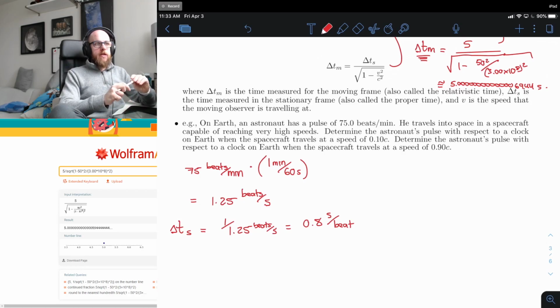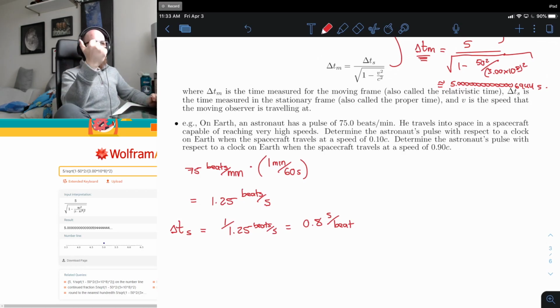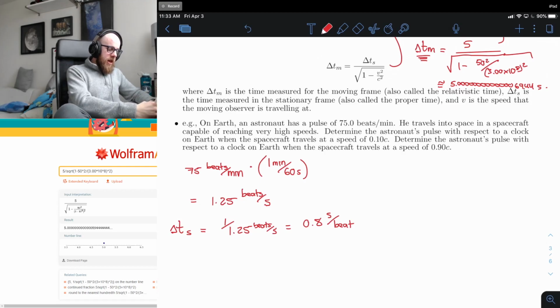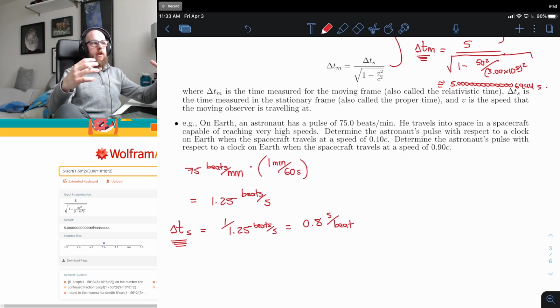Okay, and so basically you can imagine the astronaut as using a stopwatch, and every single time his heart beats, he resets the stopwatch, right? So every 0.8 seconds is how long he's resetting the stopwatch. Okay, and because the astronaut is on Earth, we're treating that as our stationary reference frame. So Earth is going to be our stationary frame of reference. All right.